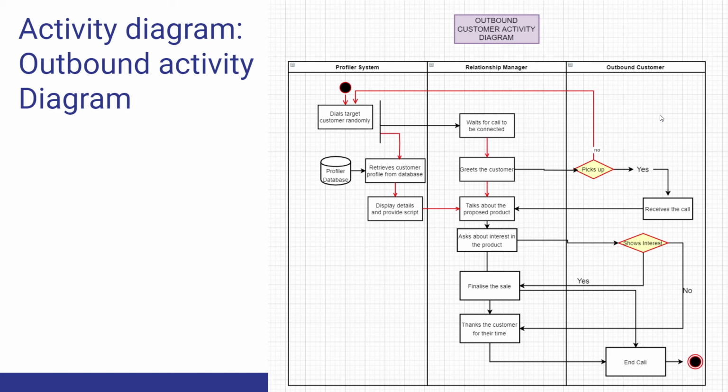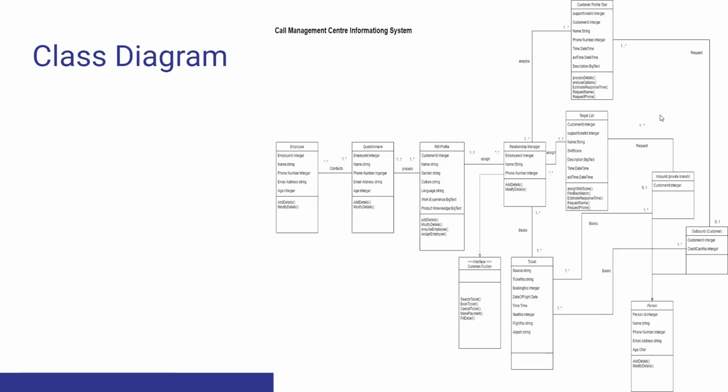Once the relationship manager asks about the product, the customer will decide whether or not to purchase the product. If so, the relationship manager will start finalizing the transaction and wrapping up the call. The next diagram is the class diagram, which shows the overall call management center information system.